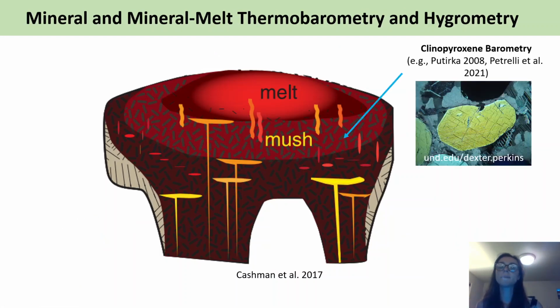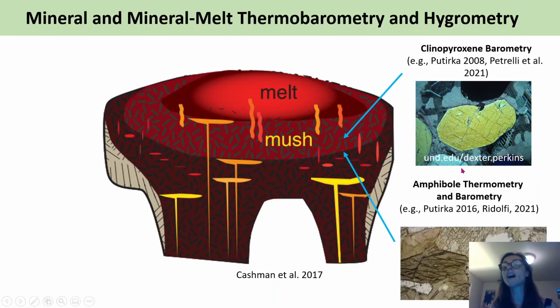So there are many ways of calculating temperature, pressure and water contents using the composition of erupted minerals and liquid compositions. For example, there's a wide variety of clinopyroxene barometers, such as those of Keith Putirka in his 2008 review, and more recently a machine learning technique by Maurizio Petrelli et al. We also have amphibole, which can act as a thermometer and a barometer, so it can tell us pressure and temperature.